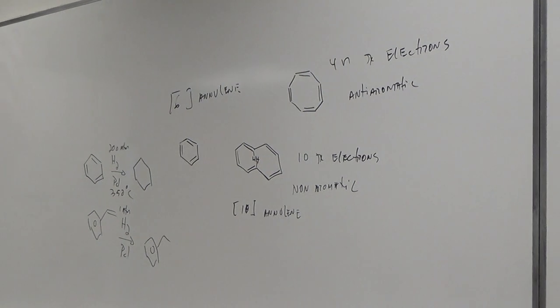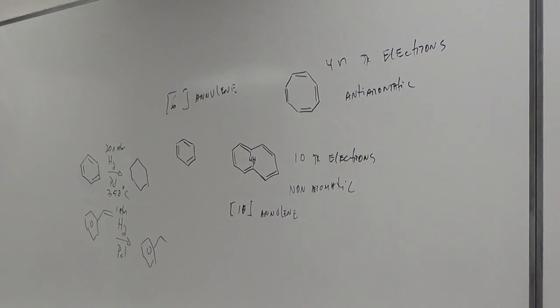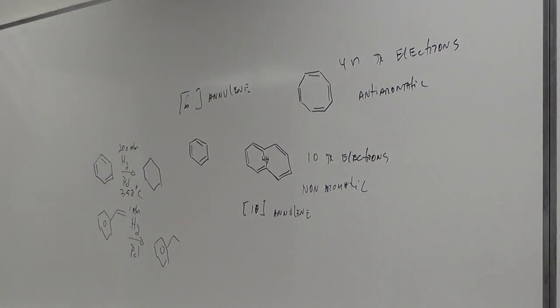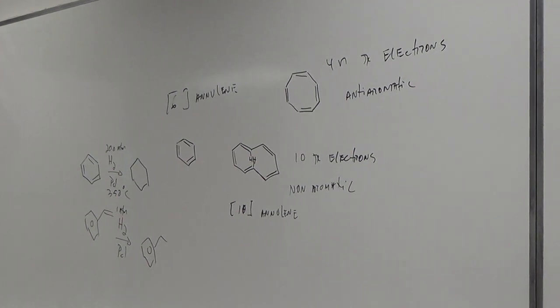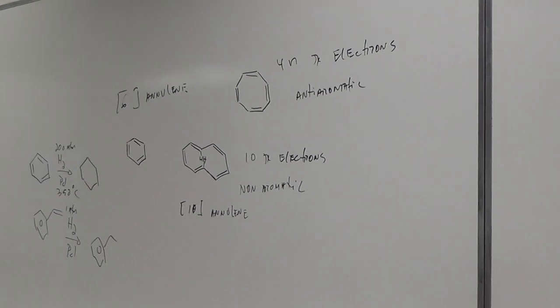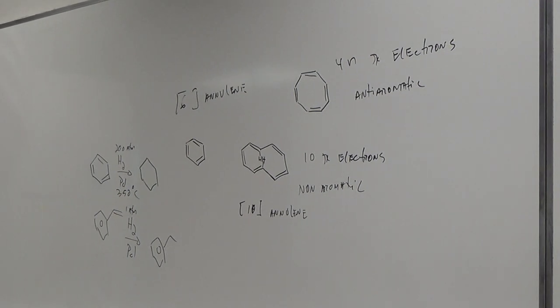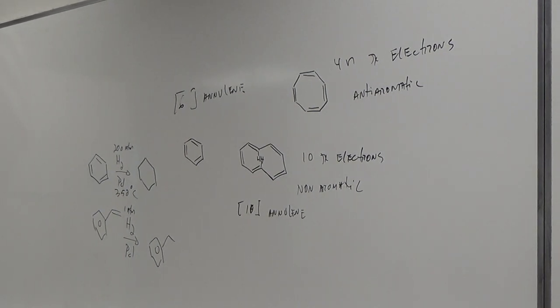So, [14]annulene is? Non-aromatic. Because it is not planar. That's what you have to write down. And I told you before, if I don't tell you, then it is what you expect. But if I tell you, [10]annulene is? Non-aromatic. [14]annulene is? Non-aromatic. Because? They are not planar because of steric effects. Okay. That's it. That's all you have to know. How would you know? Because you memorized them.